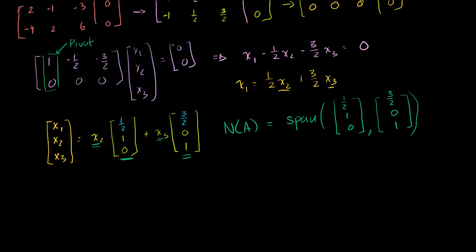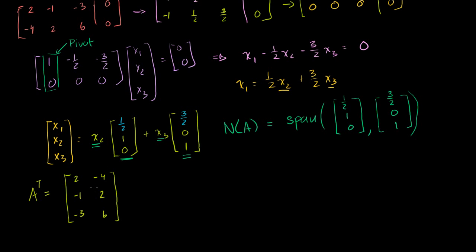So A transpose looks like this. A transpose is equal to the matrix whose first column is 2, minus 1, minus 3, and then the second column is going to be minus 4, 2, and 6. That is our transpose. So let's figure out the null space and the column space of our transpose. Let me put this in reduced row echelon form so we can get the null space.